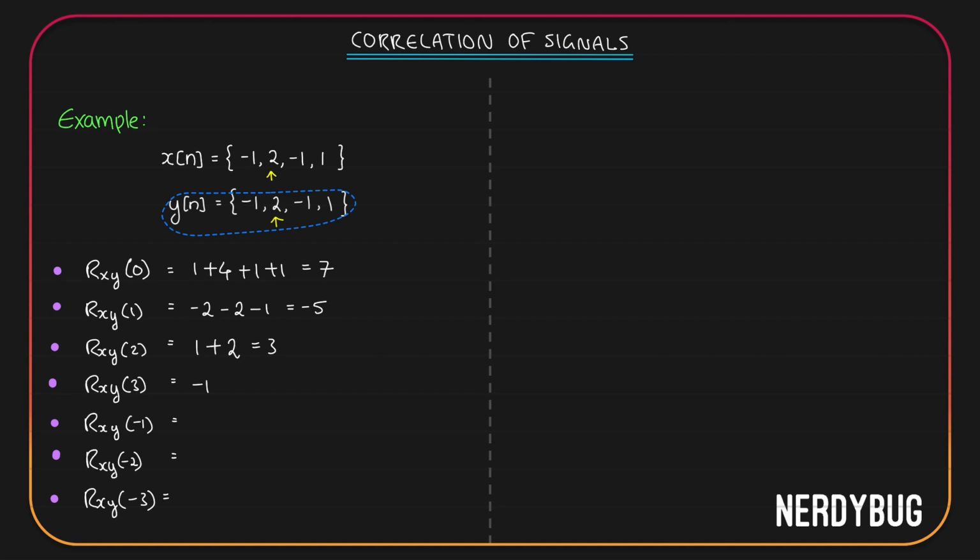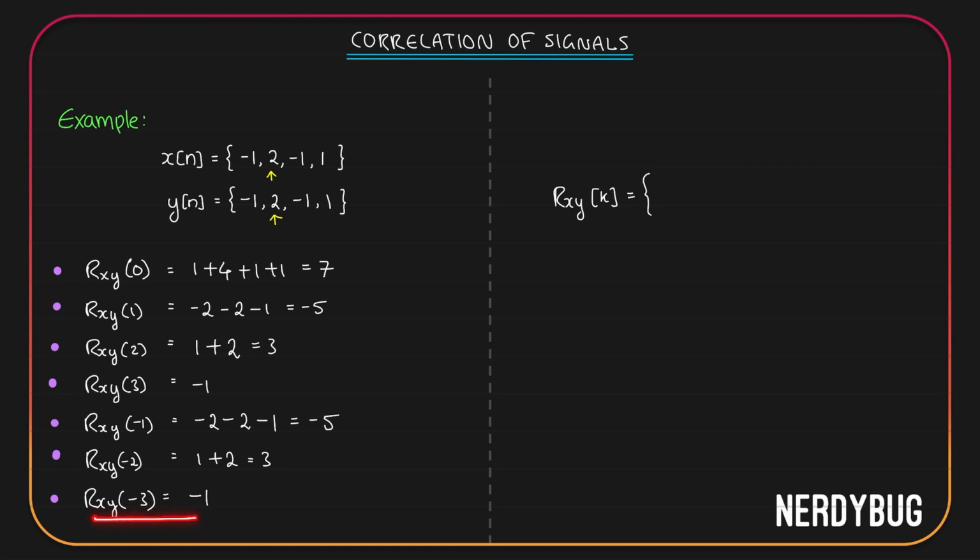So let's shift it towards the left now. -1 with 2, 2 with -1, 1 with -1. That is -2, -2, -1. So -5. Shift it 1 more unit. And we have -1 with -1, 2 with 1. That is 1 plus 2, which is 3. Move it again. We get -1 with 1. So -1.